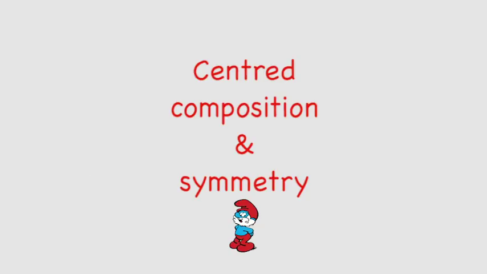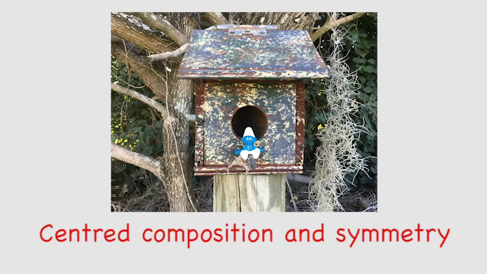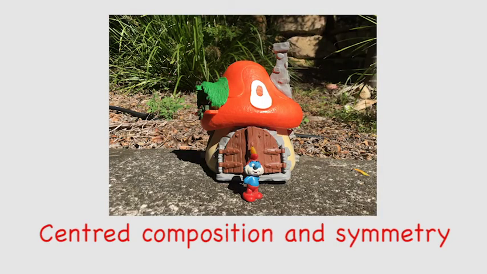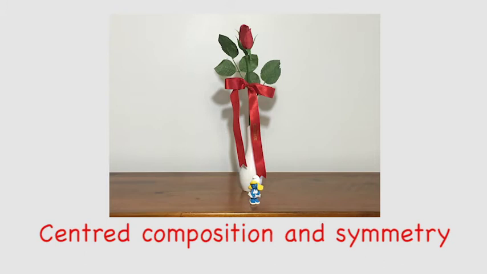The next rule we will look at is centred composition and symmetry. Although the rule of thirds suggests you place objects on the thirds line, centred composition places the subject in the centre of the frame. There are times when placing a subject in the centre of the frame is aesthetically pleasing to the eye. This can be seen here with Papa Smurf standing in front of his house, or Smurfette positioned with the vase in the centre.